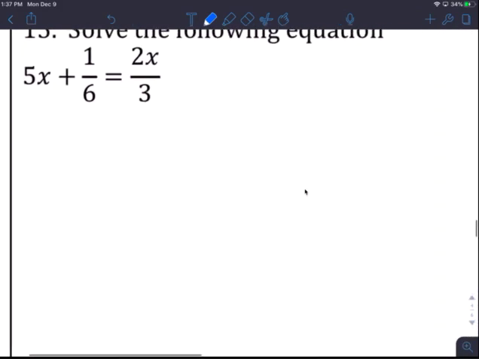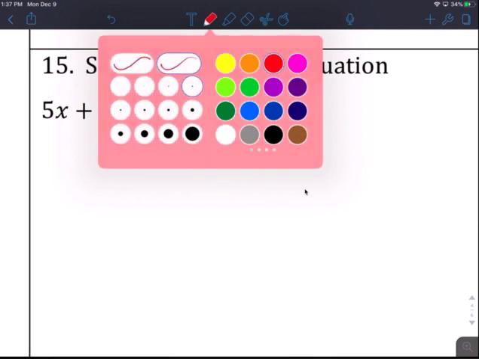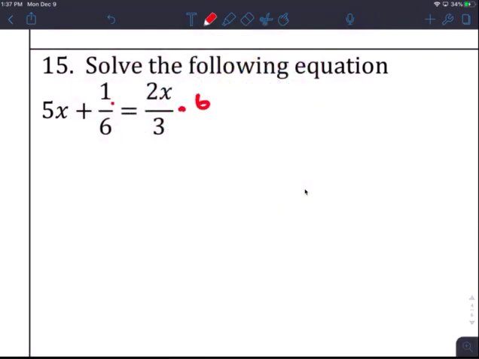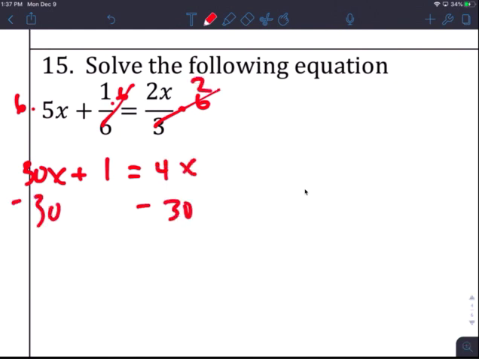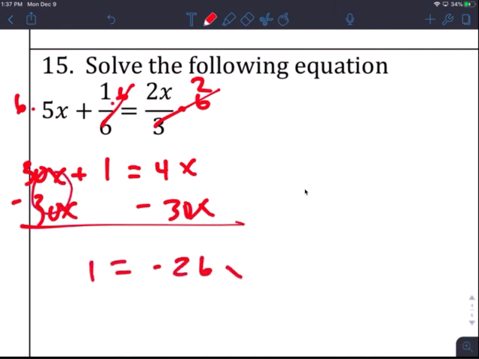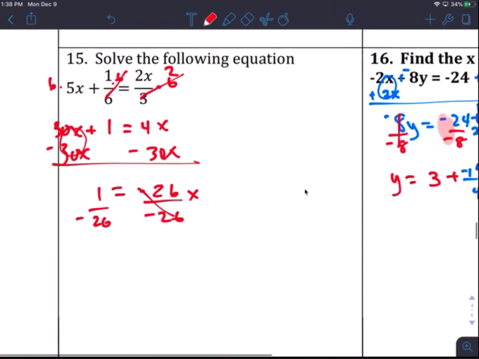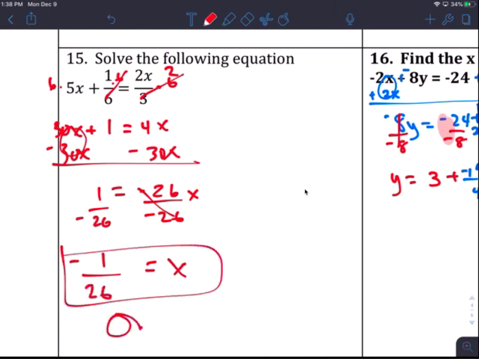Here your least common denominator is 6, so multiply by 6. You get 30x plus 1 equals 4x, right? And then you minus 30x on both sides. Don't forget the x, a lot of you do. 1 equals -26x. You divide last by -26. x equals 1 over -26, or -1/26. One solution, right?